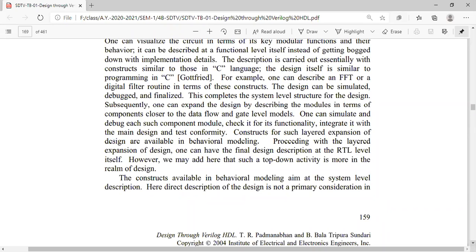In VHDL we can design only up to the gate level design. The minimum level circuit in the code you can write is only for the gate. The gate that we have written at the minimum level is the inverter only, right? But in Verilog we have the chance of writing at the transistor level also, called register transistor level, right?